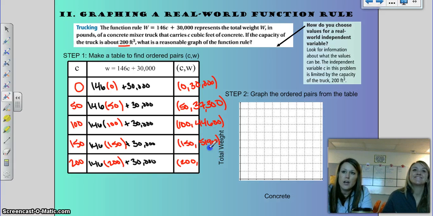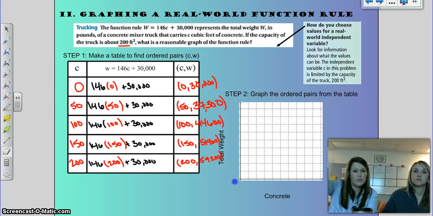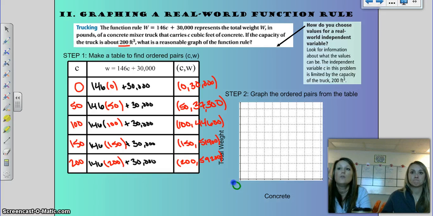All right, so here we go. We've got 200 for our cubic feet, and then 59,200 for our W, which would be pounds. Now we just plot it. Remember the previous slide, where if you have any non-negative values in your ordered pairs, you're only going to show quadrant 1. So that's all we've got here. We've got concrete on the bottom because it can exist by itself without weight, and the weight depends on it.